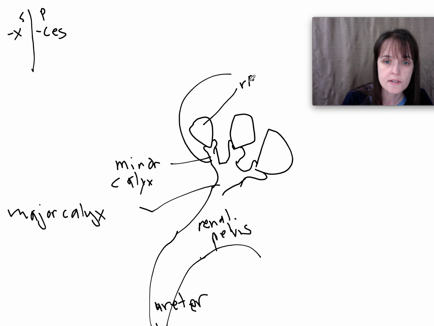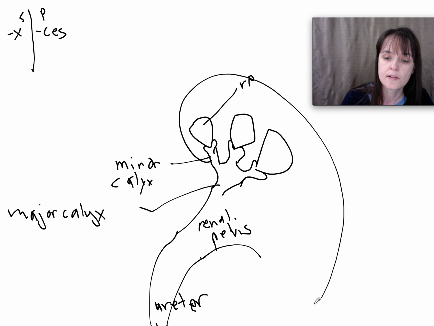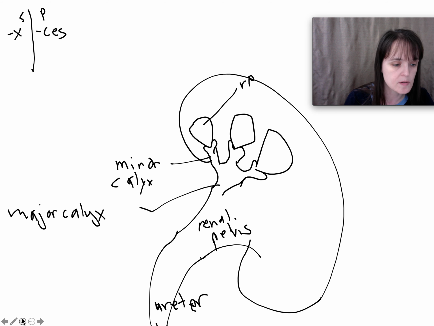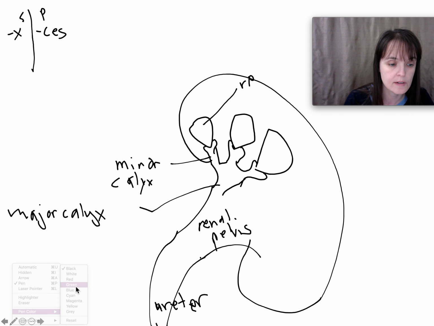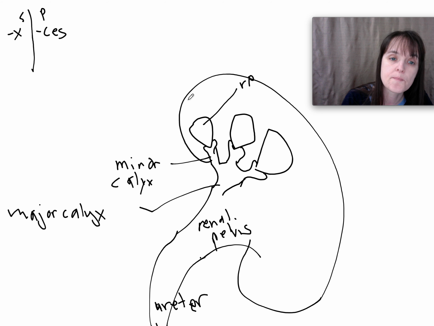Now, surrounding this is the renal cortex. I'm feeling the neon green. Okay, so this outer lining is the fibrous capsule. And then this next layer is the renal cortex.